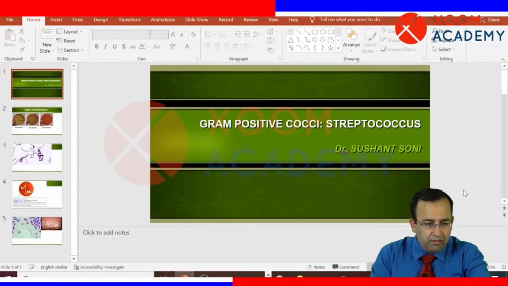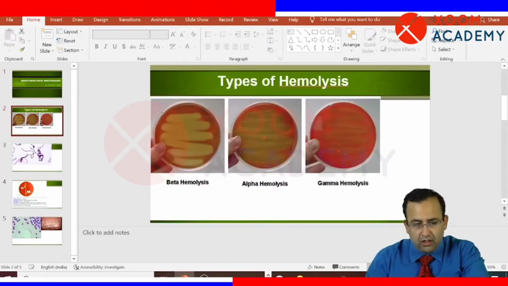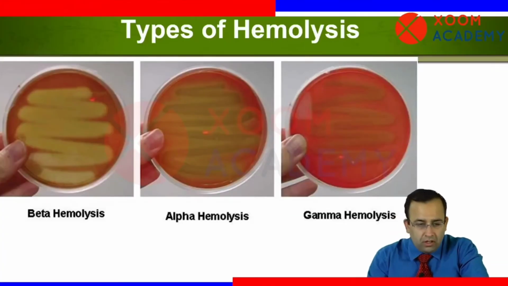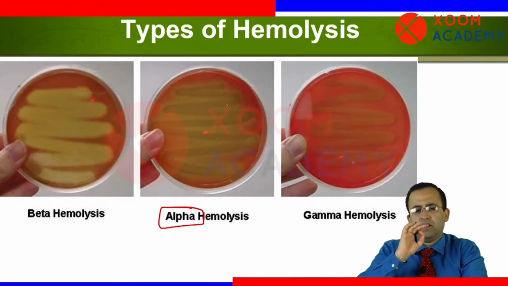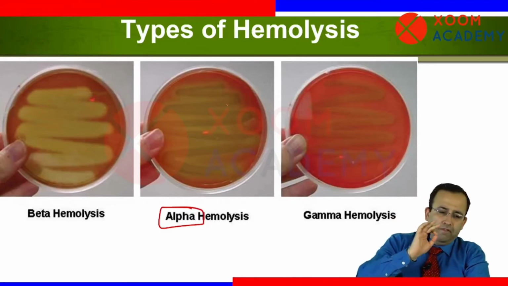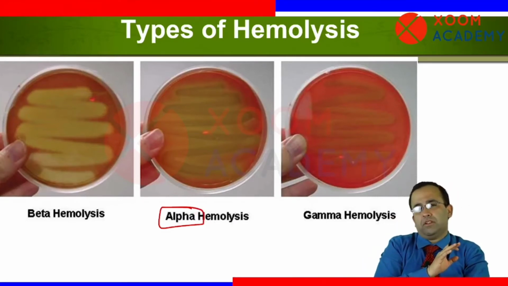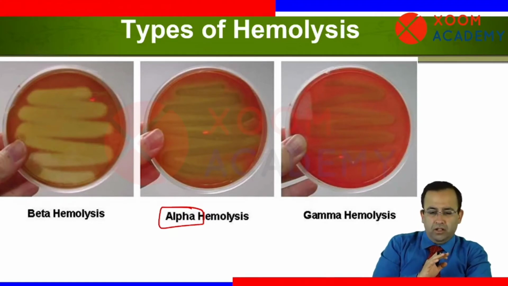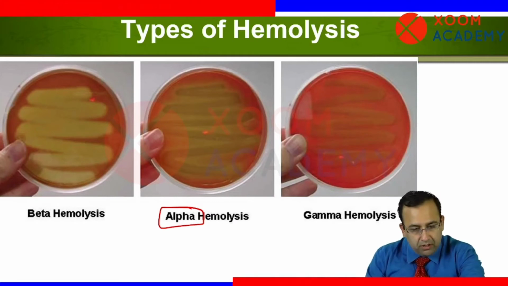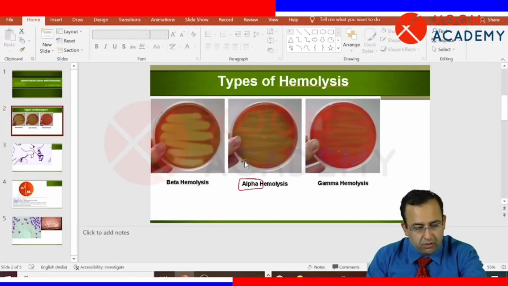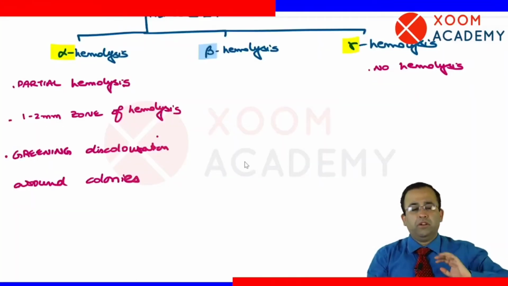Have a look at this image once again. These are the types of hemolysis. Alpha hemolysis is partial hemolysis with greenish discoloration around the colonies, versus beta hemolysis, which is complete hemolysis. Gamma is no hemolysis.